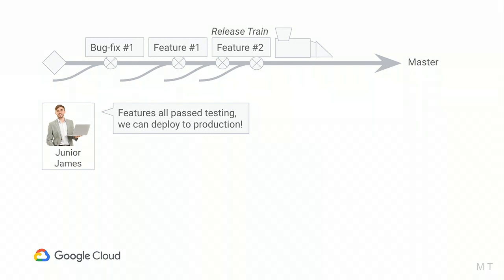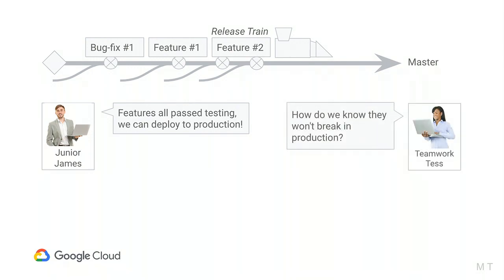So James, he is a happy junior developer. He checks in a bunch of code. It tests OK. He merges them, ready to go on the release train. Let's deploy it to production. Tess says, hold on a minute. How do we know that this won't break?